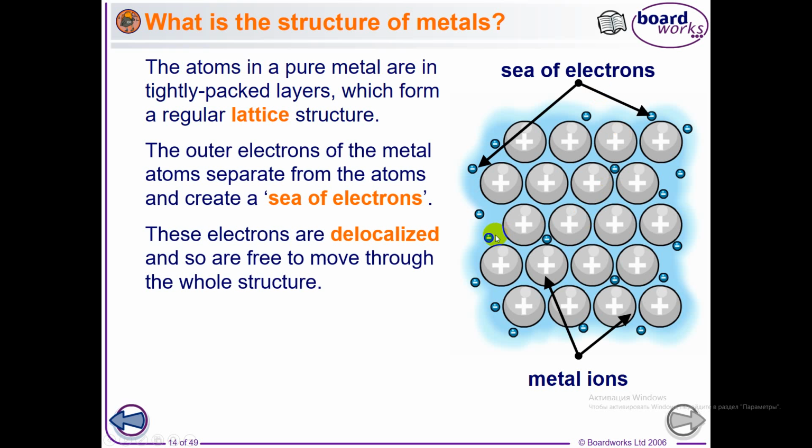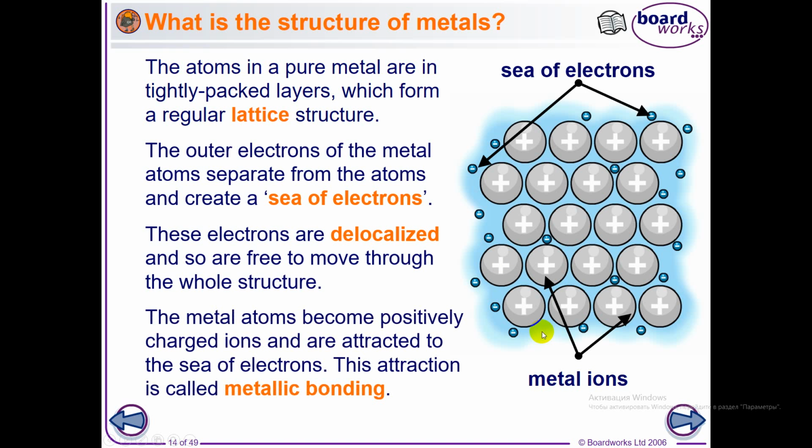These electrons are delocalized and so are free to move through the whole structure. The metal atoms become positively charged ions and are attracted to the sea of electrons. And this attraction is called metallic bonding.